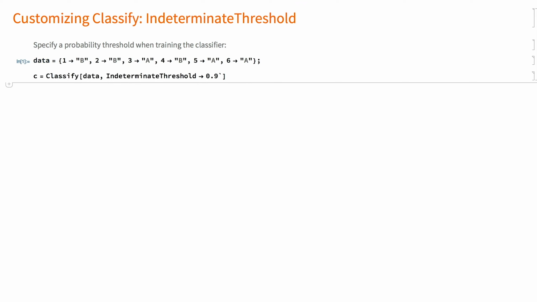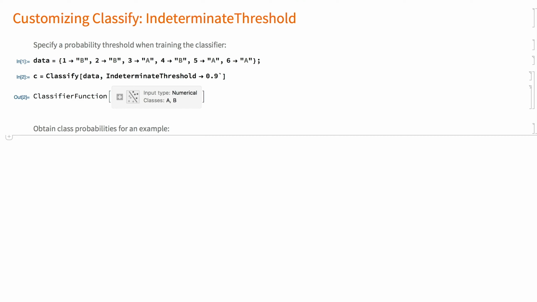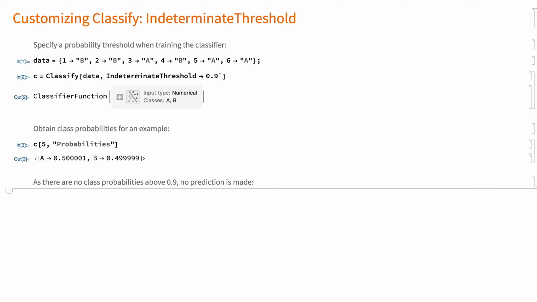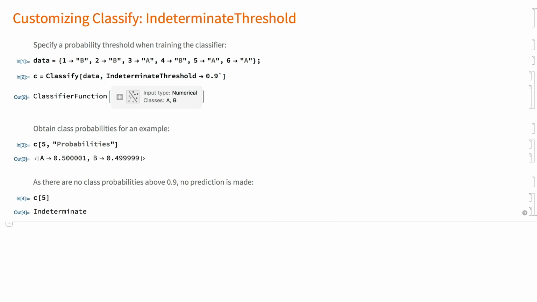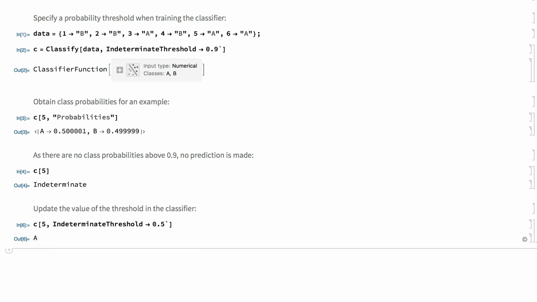Classify can also be customized by setting a specific value as the indeterminate threshold so that the classifier attempts to make a confident prediction only when the probability of the sample belonging to a class is high enough. Since we set the indeterminate threshold to a high value of 0.9 in this example, the classifier does not make a decision and instead just returns the label as indeterminate. This can be useful in fine-tuning the performance of a classifier to avoid false positives.